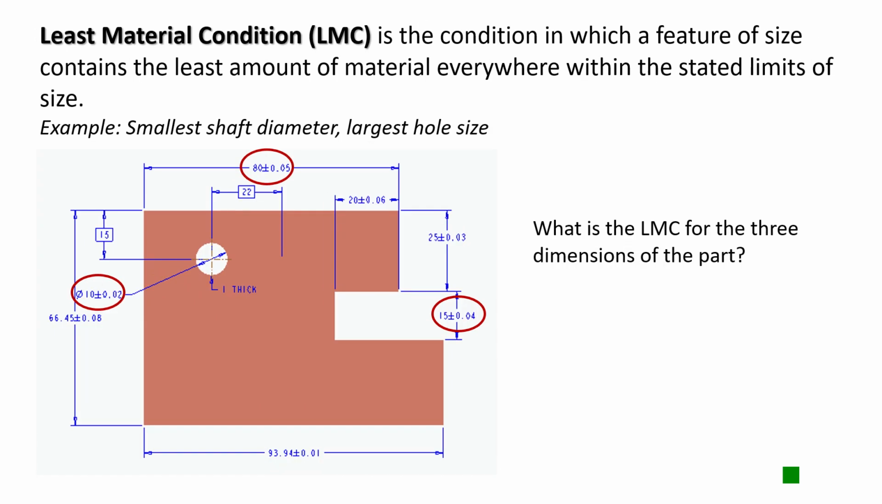Least material condition is the condition in which a feature of size contains the least amount of material everywhere within the stated limits of size. Example: smallest shaft diameter, largest hole. What is the LMC for the three dimensions of the part above?